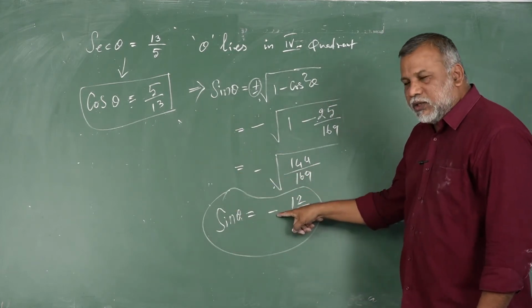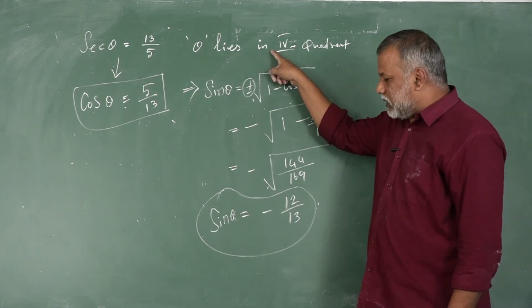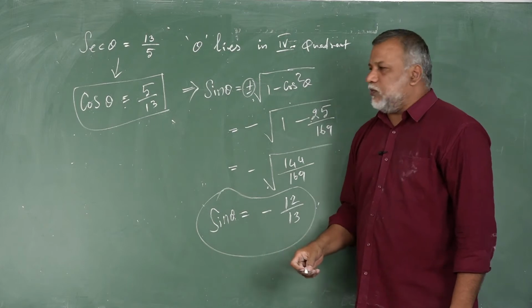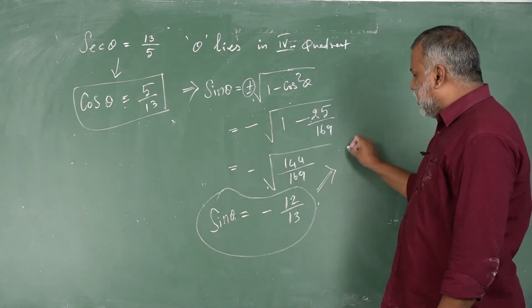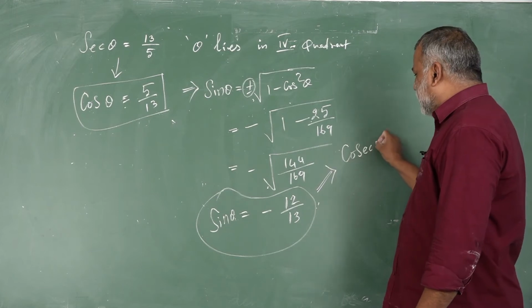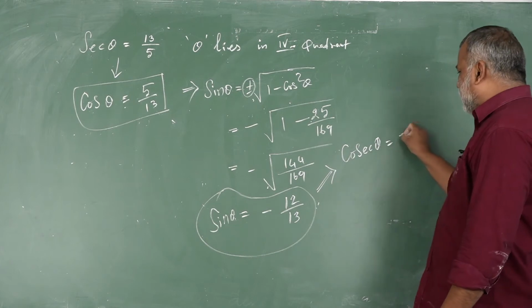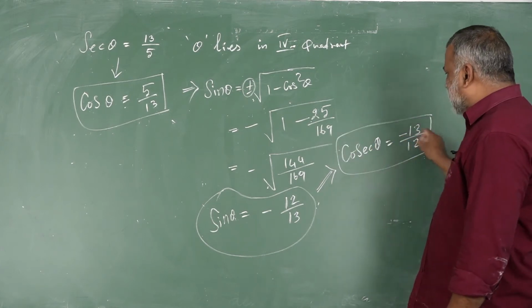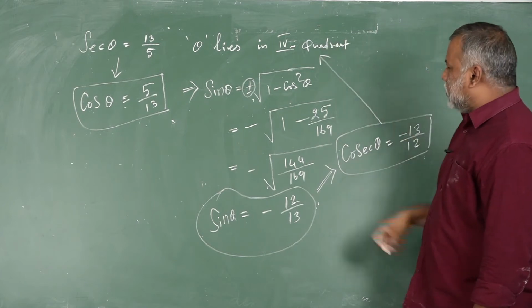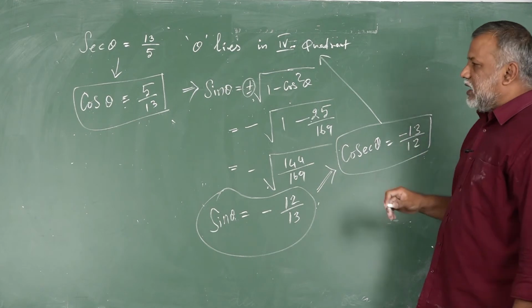Why are we getting negative? Theta lies in the fourth quadrant. Theta lying in the fourth quadrant means sin gets negative. Since we have sin, immediately take the reciprocal: cosecant theta equals minus 13 by 12. Here cosecant also gets negative, because theta lies in the fourth quadrant.